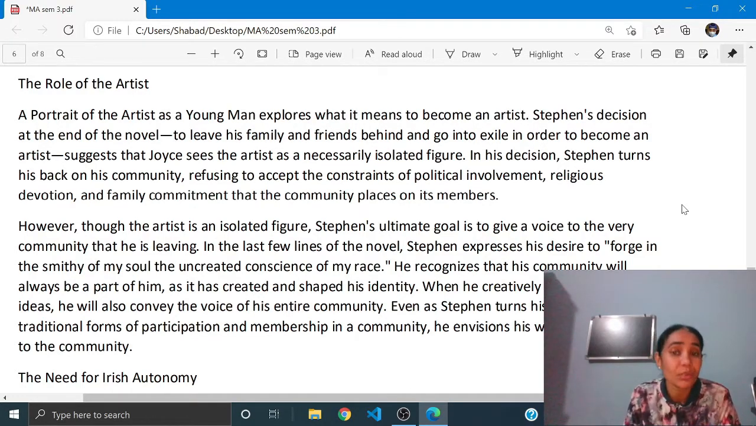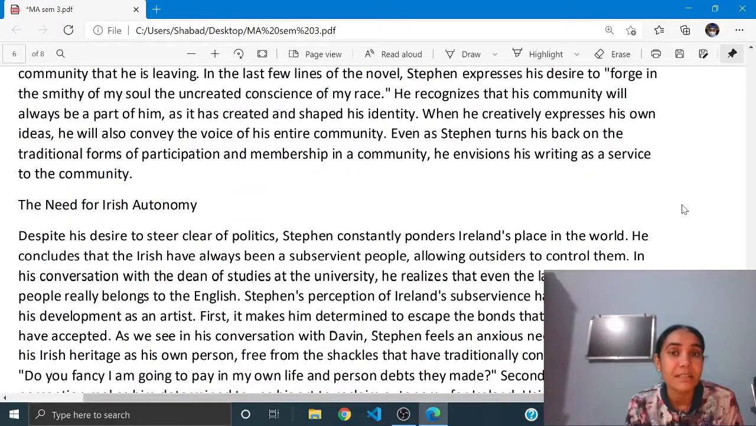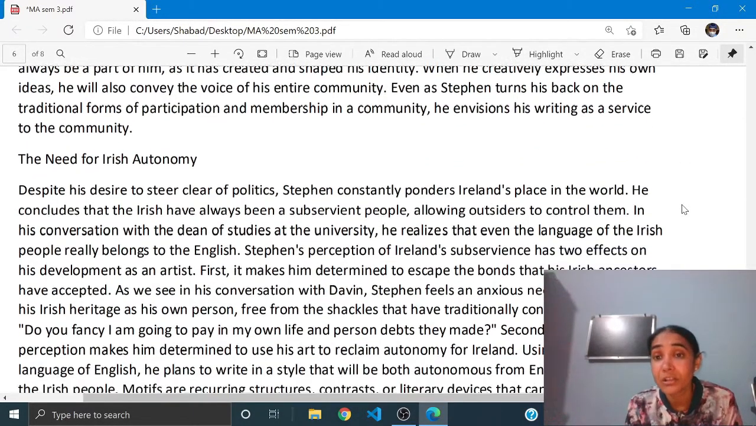Stephen's ultimate goal is to give a voice to the very community that he is leaving. So in the last few lines of the novel, Stephen expresses his desire to forge in the smithy of his soul the uncreated conscience of his race. He recognizes that his community will always be a part of him and that it has created him and shaped his identity. Then we also talk of the concept of Irish autonomy.